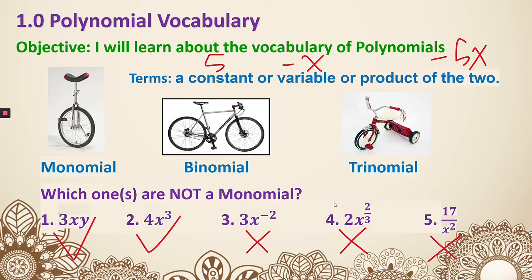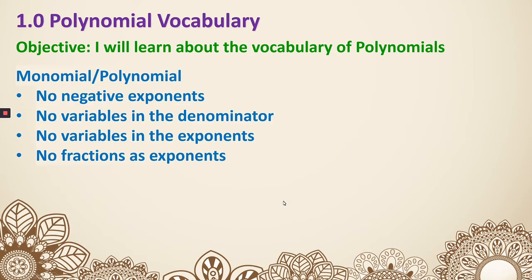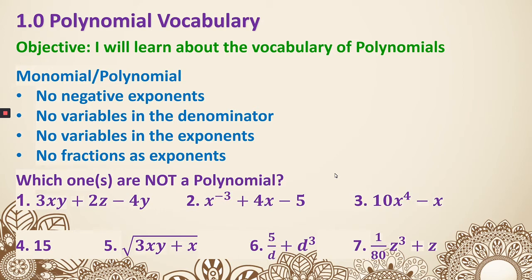So here are some bullet points about monomials and polynomials. We cannot have negative exponents, no variables in the denominator, no variables in the exponents, and no fractions as exponents. Now that we have defined monomials and polynomials and have seen some non-examples, let's practice. Out of these 7 expressions, which one do you think is not a polynomial? You can pause right here, and I will give you an answer in a minute.